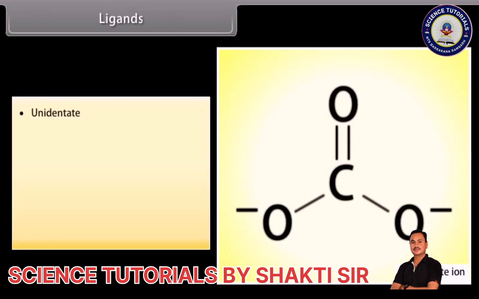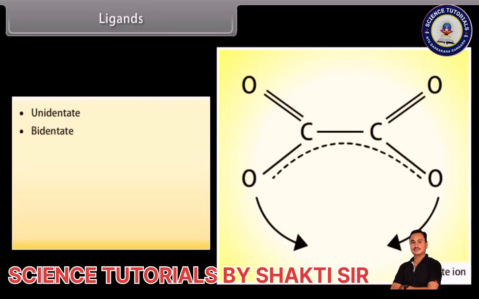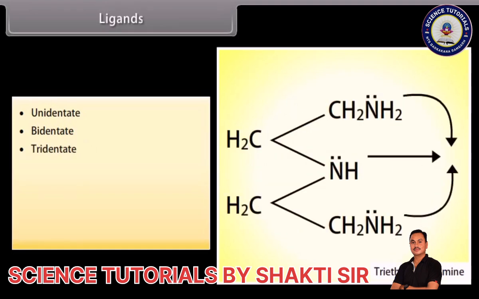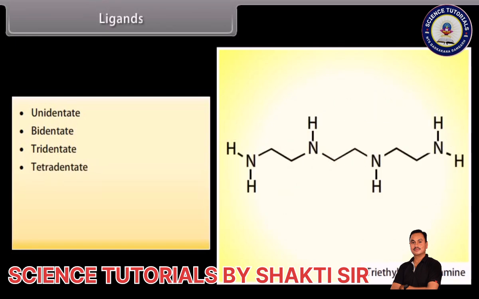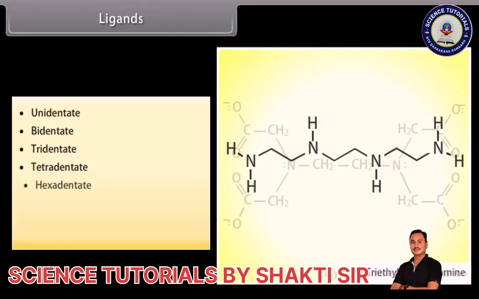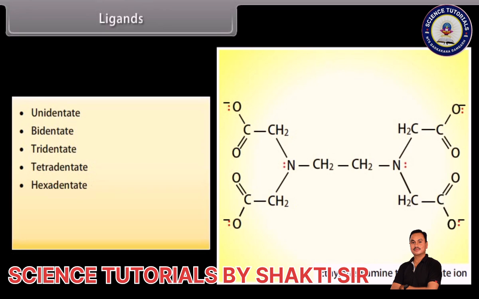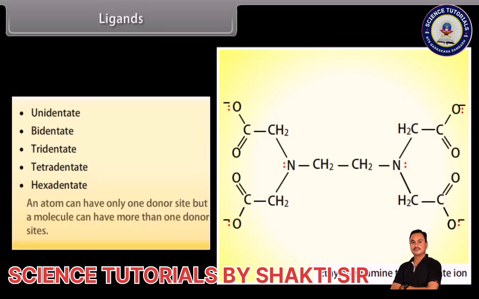Unidentate with one donor site, for example, carbonate ion. Bidentate with two donor sites, for example, oxalate ion. Tridentate with three donor sites, for example, triethylenetriamine. Tetradentate with four donor sites, for example, triethylenetetraamine. Hexadentate with six donor sites, for example, ethylenediaminetetraacetate ion. An atom can have only one donor site, but a molecule can have more than one donor site.